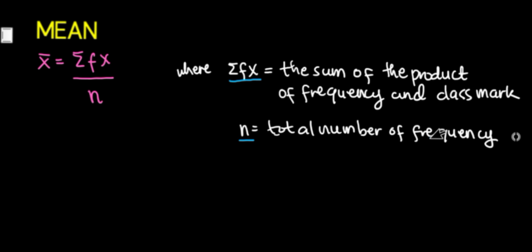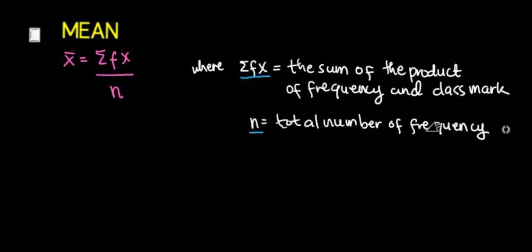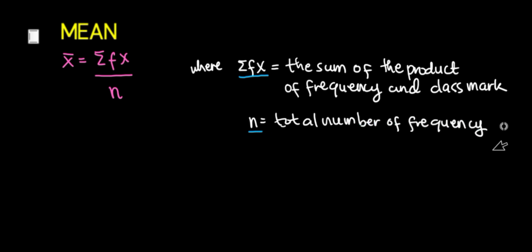So, let's go ahead and solve for the mean. Ano nga ba yung formula in getting the mean of a group data? We have here, x bar or the mean is equal to the sum of fx over n. Yung sum of fx, yan po yung sum of the product of frequency and class mark. Ang gagawin muna is, i-multiply yung frequency and class mark, and then i-add po yung product nila. Yun po yung sum ng fx. And then, yung n naman is the total number of frequency. Ito po yung gagamitin natin formula in getting the mean.